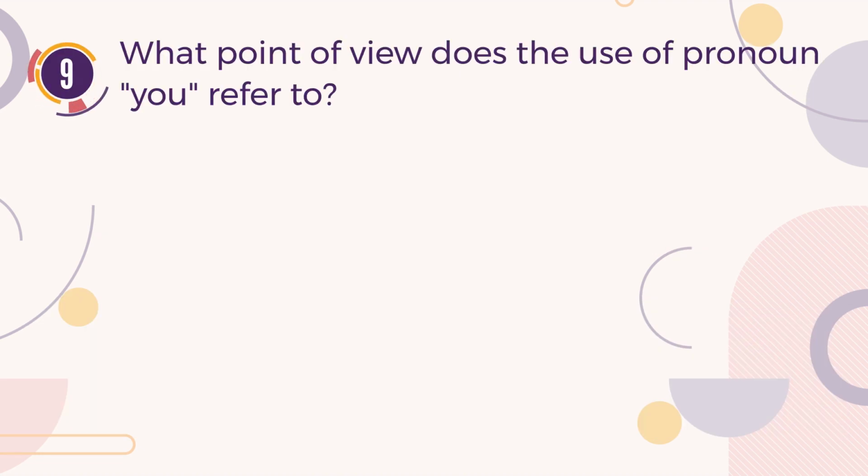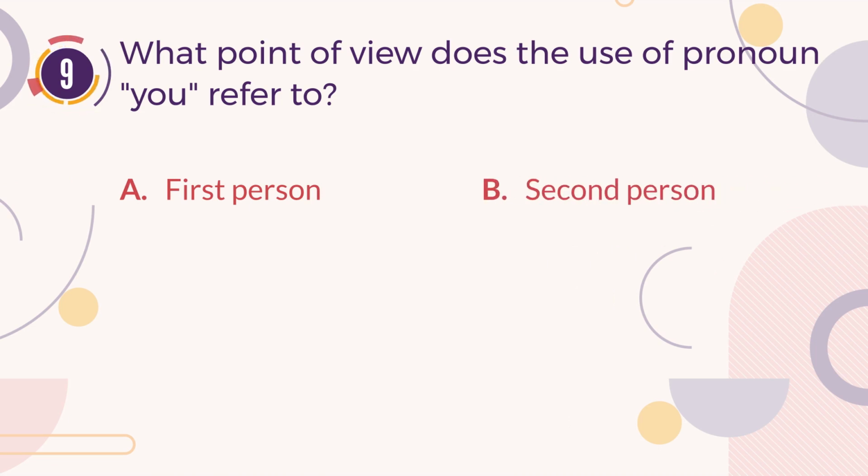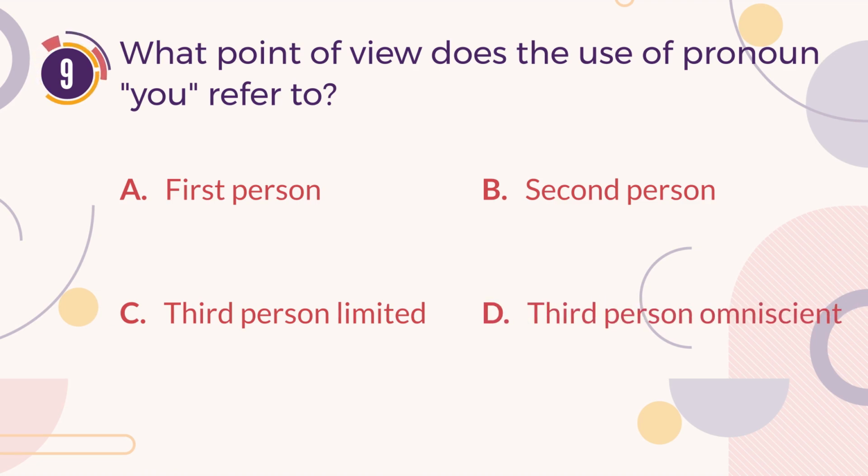Number 9. What point of view does the use of pronoun you refer to? A. First person. B. Second person. C. Third person limited. D. Third person omniscient.